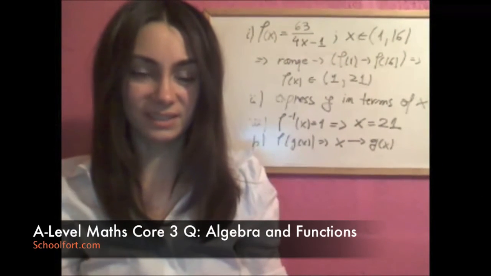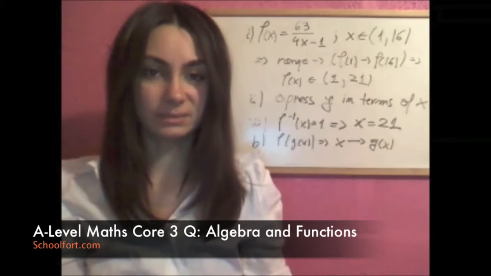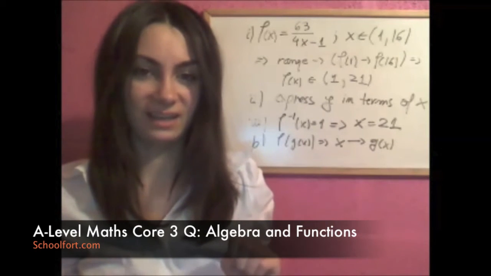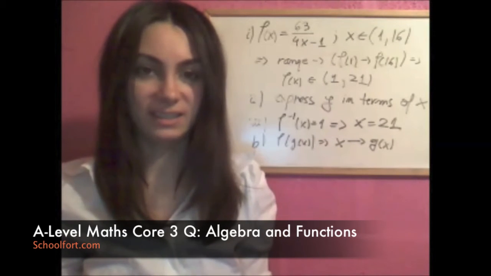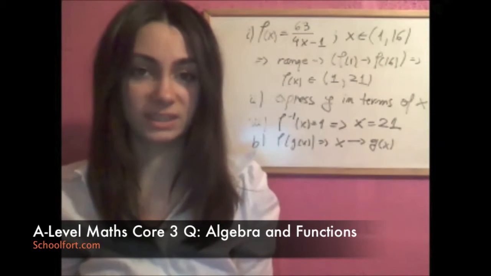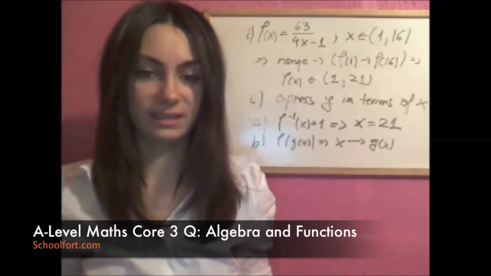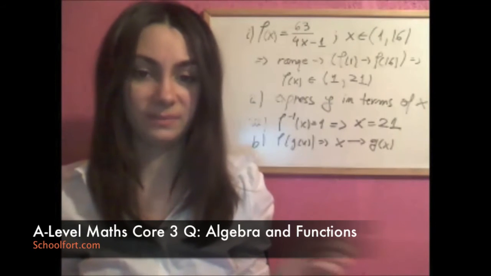Question: we need to find the range of f of x for x between 1 and 16. Because x is between 1 and 16, we need to find what range we get when we do f of 1 and f of 16. So f of 1 is 21 and f of 16 is 1. So if x is between 1 and 16, then our f of x will be between 1 and 21.